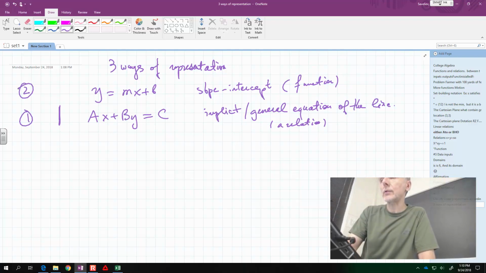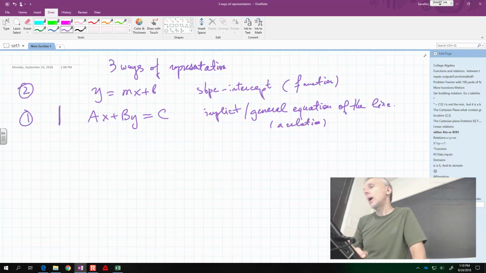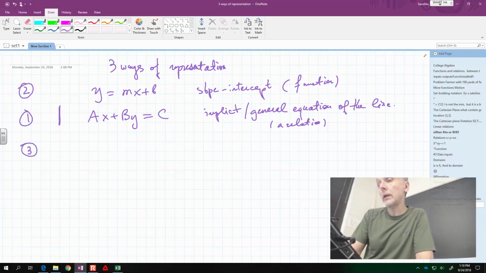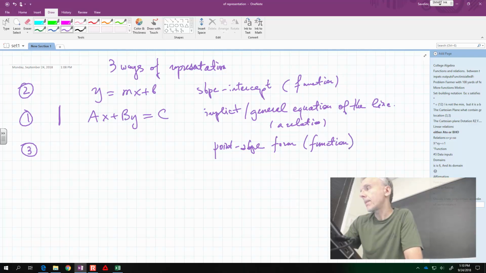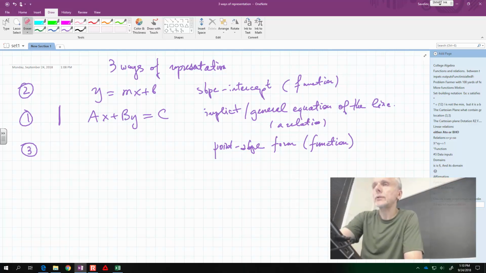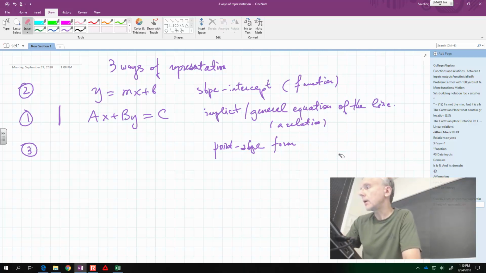This is the way we did it, 1 and 2. And then there is one more, and that is the point slope form. Which is a function again. Okay, so the point, well, actually it's not a function necessarily. It could be a function, it could still be a relation.